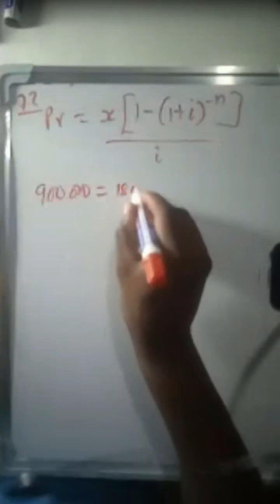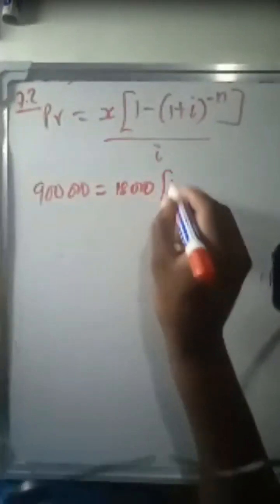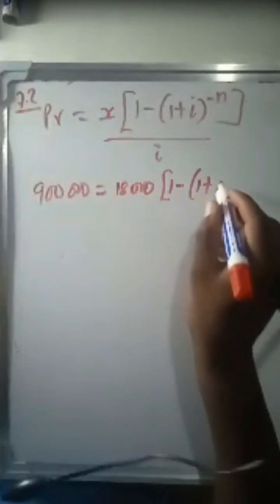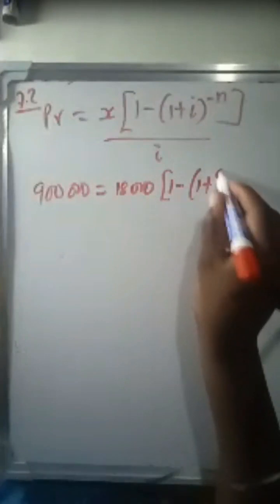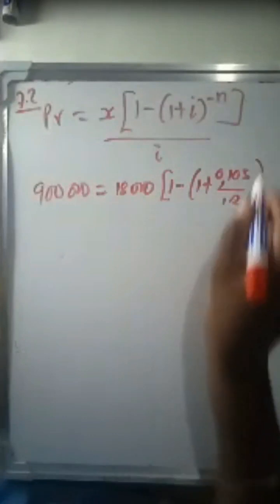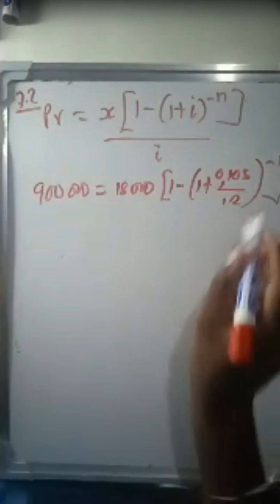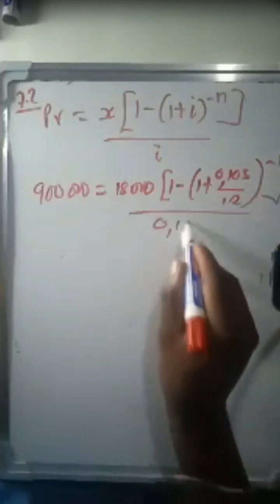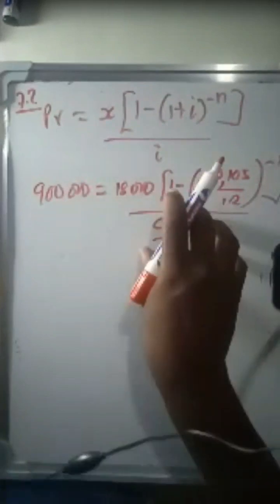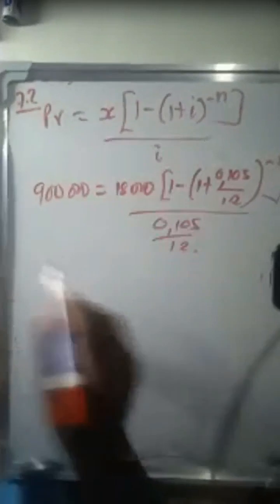Then she wants to withdraw 18,000 times 1 minus (1 plus the interest rate, 0.105 over 12) to the power of negative n, over 0.105 over 12. Okay? So, guys, the way we work here, to remove this fraction, we cross multiply. So, cross multiplying there, this is going to give us the working.